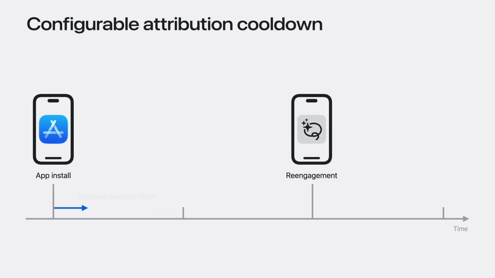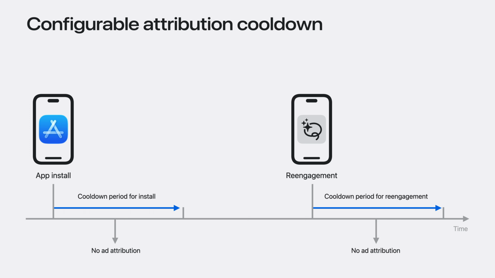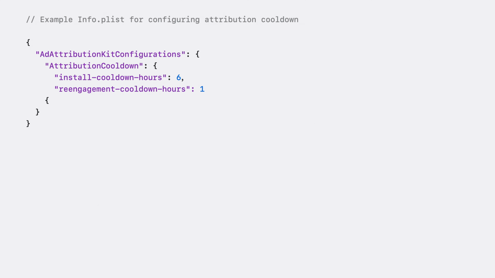To prevent this, you might want to set a period after each conversion to block other signal, and use that period only to measure value of ads that drove the dedicated conversion. This is what we call the configurable attribution cooldown. The configurable attribution cooldown can be specified on a per conversion type basis. The cooldown will start from every conversion of that specific type, and all other conversions that happened before the cooldown fully elapsed will not be attributed towards any conversion. As an advertiser, you can specify your desired attribution cooldown in the info.plist file.